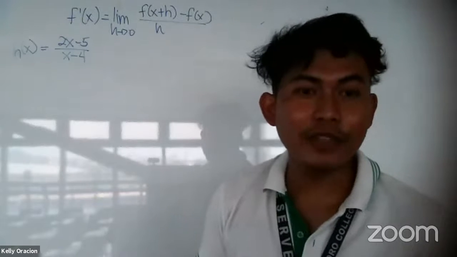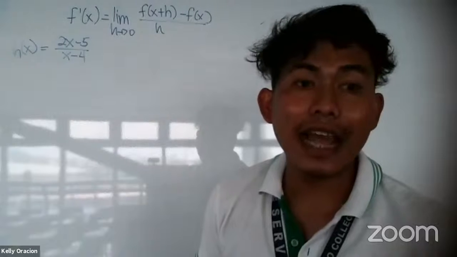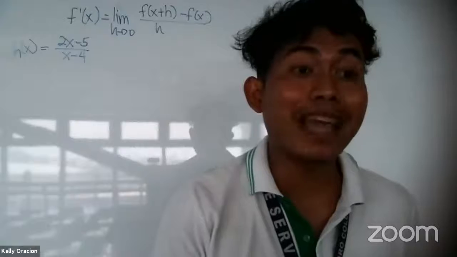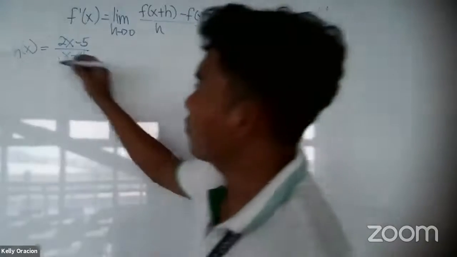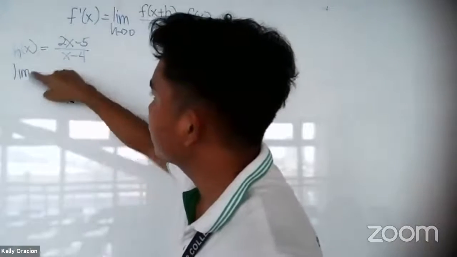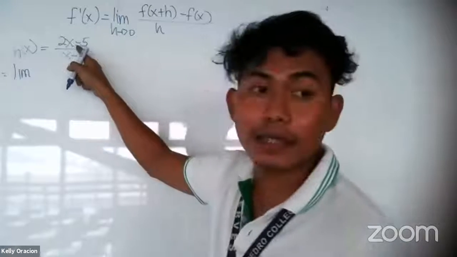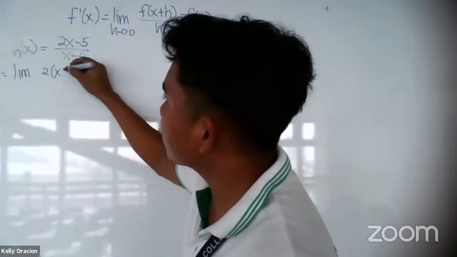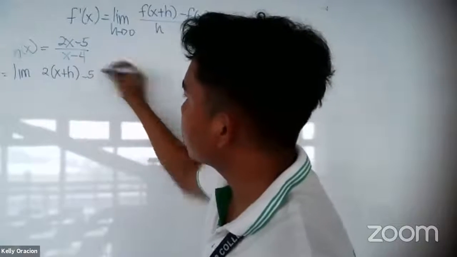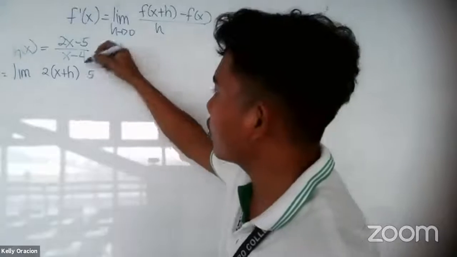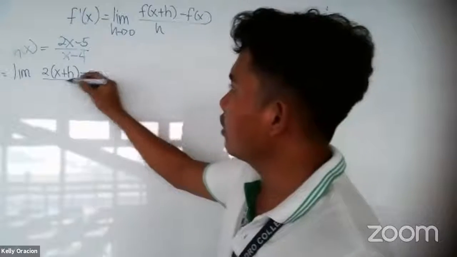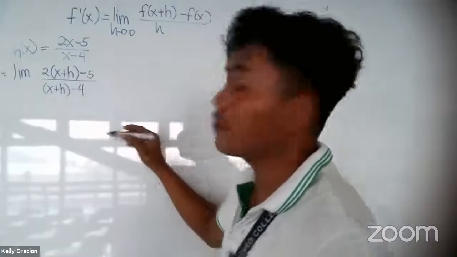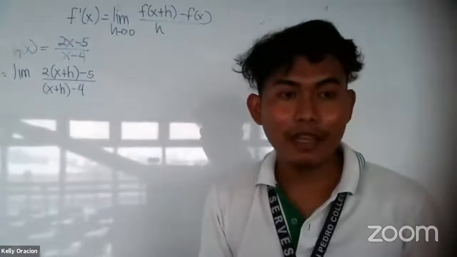Same pa rin ang first o second step, sir? Yes, parehas pa rin ang first o second step. All you need to do is to substitute it by x plus h. So x will be substituted by x plus h. So 2 times x plus h minus 5 over x plus h minus 4. Yan yung first step. Okay?